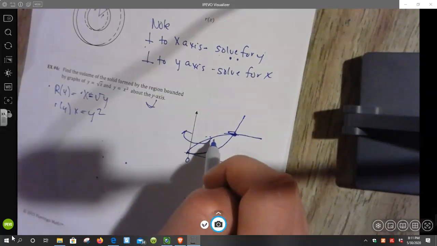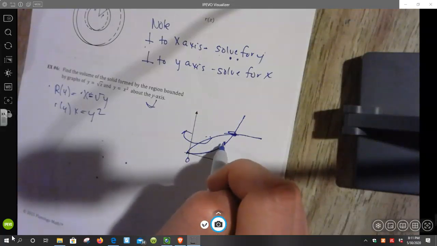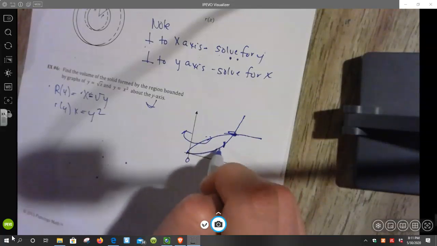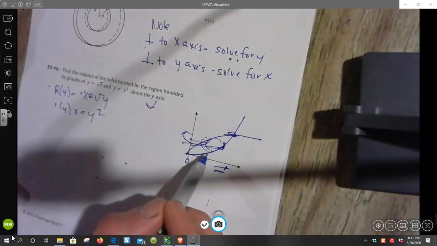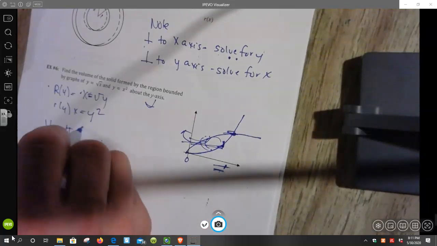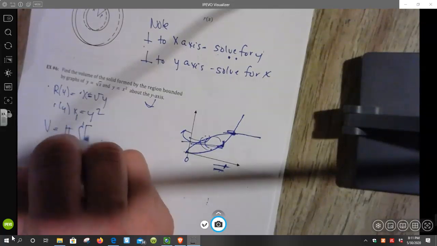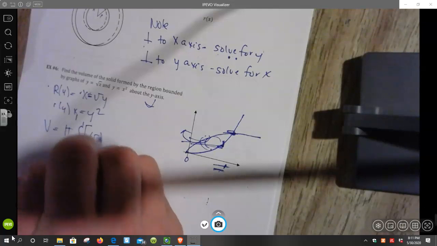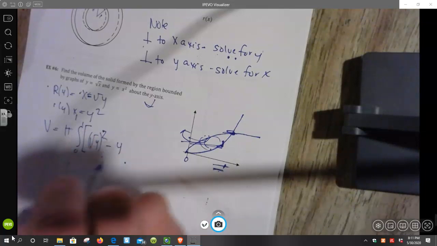So this is the outer radius. That's why it's squared. Our larger radius is this one, and our smaller radius is this one, away from the y-axis. This one's further, this one's shorter, so you're going to get this. That's why this one goes first. Okay, so this is y equals x squared, so it's going to be x equals radical y. So therefore, volume is equal to pi times the integral from 0 to 1 of radical y. So it's pi times radius squared minus the other radius squared.